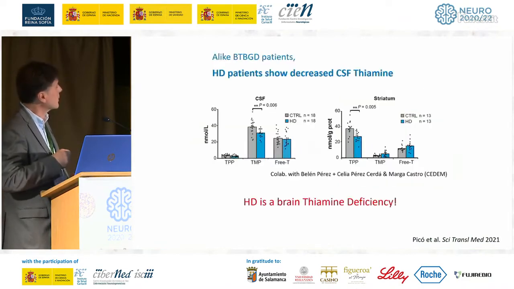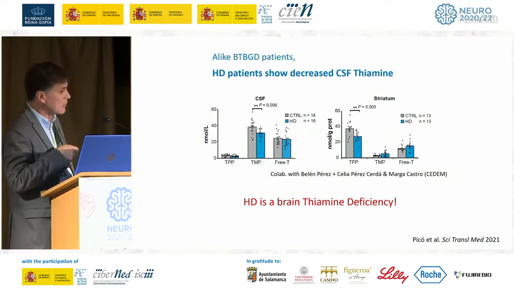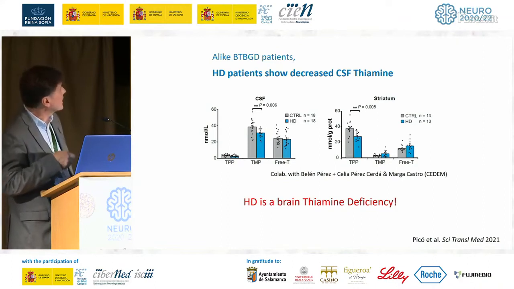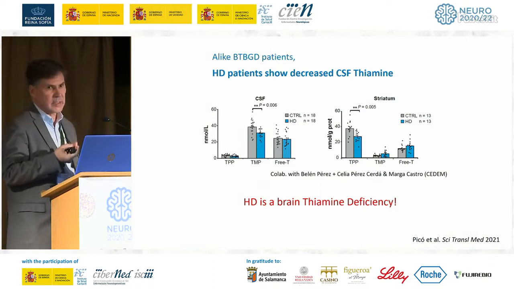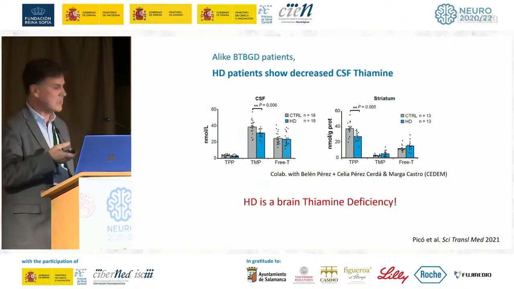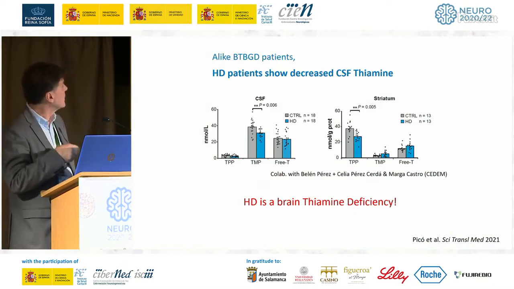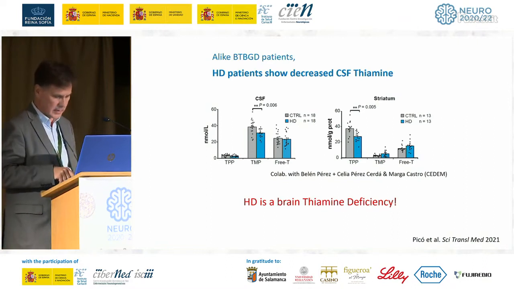And next, we analyzed the levels of thiamine in the cerebrospinal fluid. As you can see here, the prevailing form of thiamine in CSF, that is the monophosphate form, is significantly decreased. And more importantly, in the brain parenchyma, there is a decrease of the TPP, the cofactor form of thiamine, and this allowed us to conclude that, in fact, Huntington's disease is a brain thiamine deficiency similar to what happens in BTBGD, that they have this decrease in CSF thiamine despite normal blood levels of thiamine.